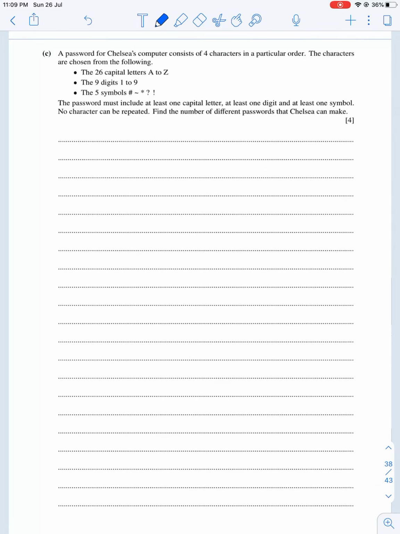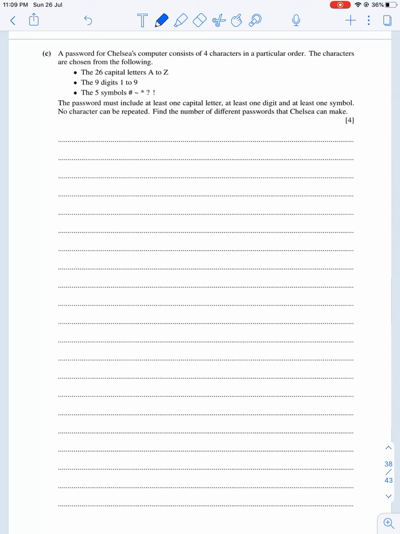A password for Chelsea's computer consists of 4 characters in a particular order. The characters are chosen from the following: the 26 capital letters A to Z, the 9 digits 1 to 9 and the 5 symbols. There are 5 symbols given to us. The password must include at least 1 capital letter, at least 1 digit and at least 1 symbol. No character can be repeated. Find the number of different passwords that Chelsea can make.